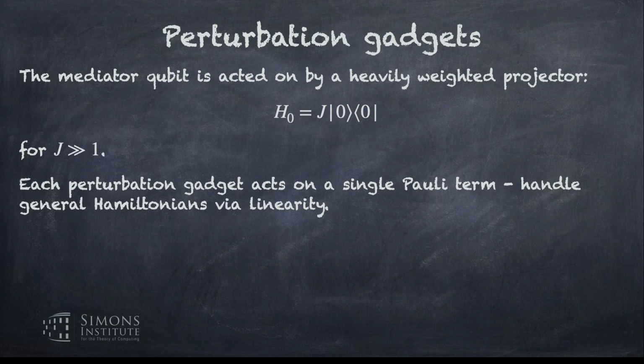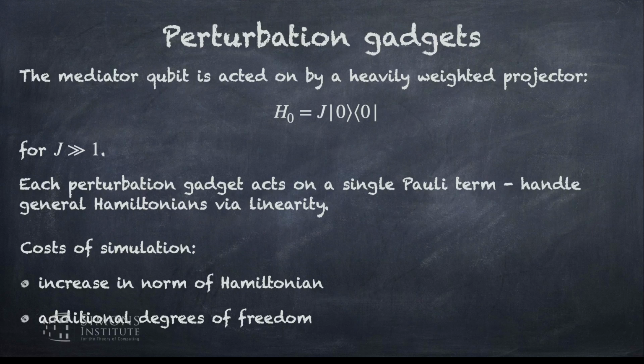Okay, so as I've said, in all of these perturbation gadgets, the mediator qubit is acted on by some heavily weighted projector. We should also note that each perturbation gadget from the previous page acts on a single Pauli term. So if we have some Hamiltonian term that's a sum of Pauli terms, we're going to need to treat each of those Paulis separately.